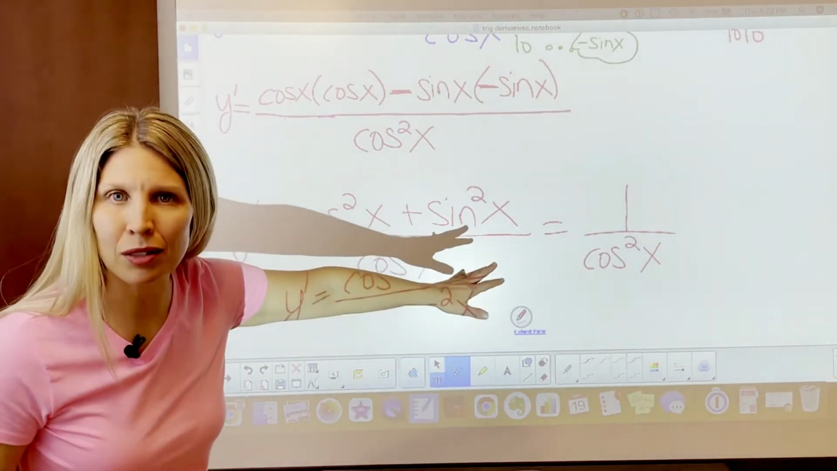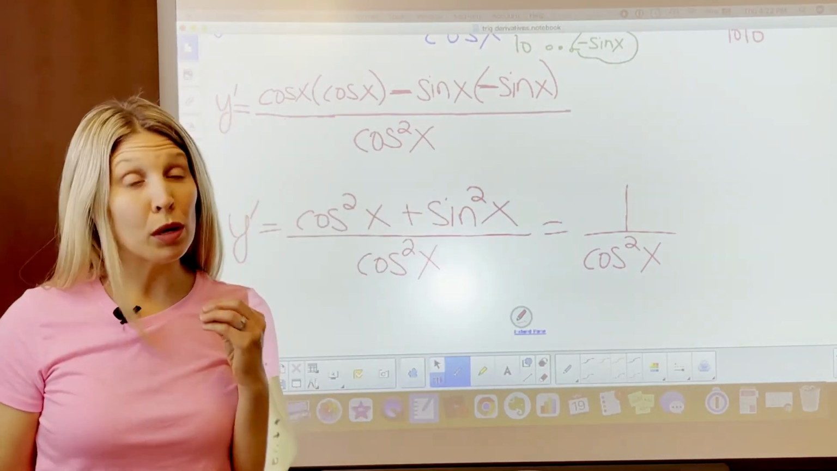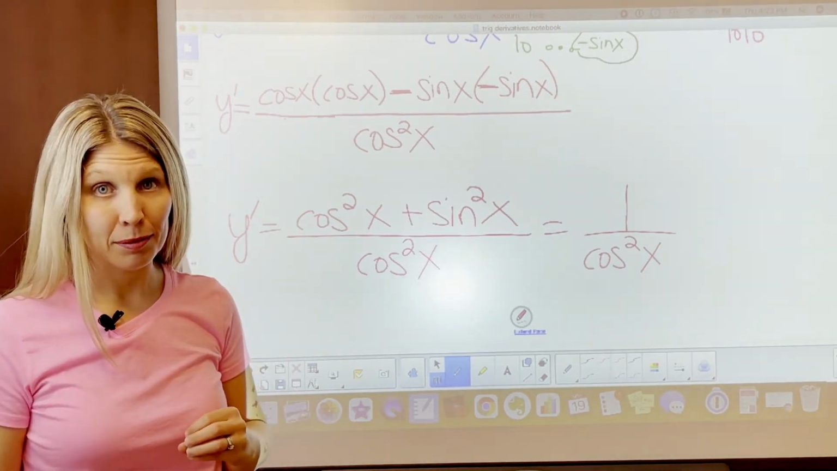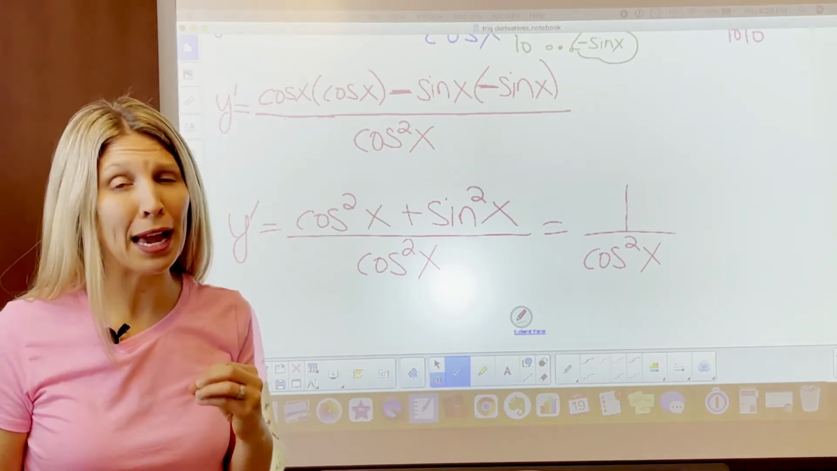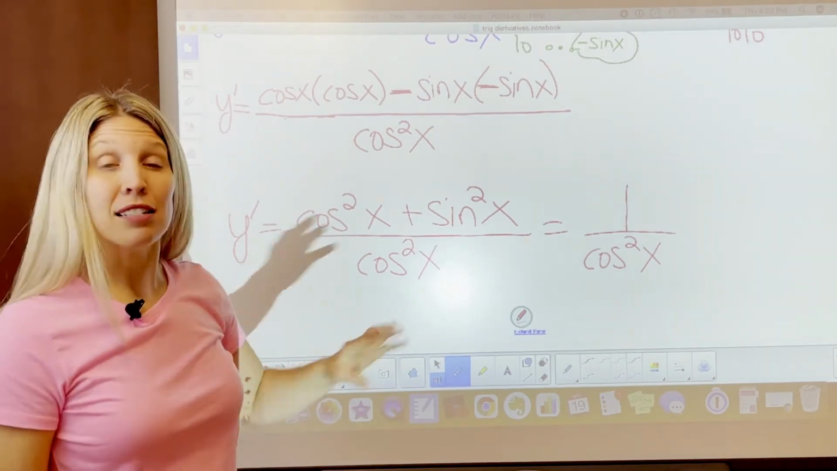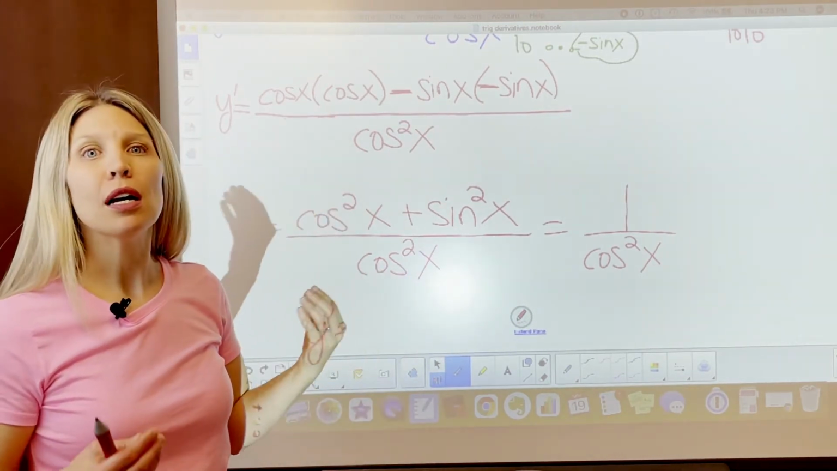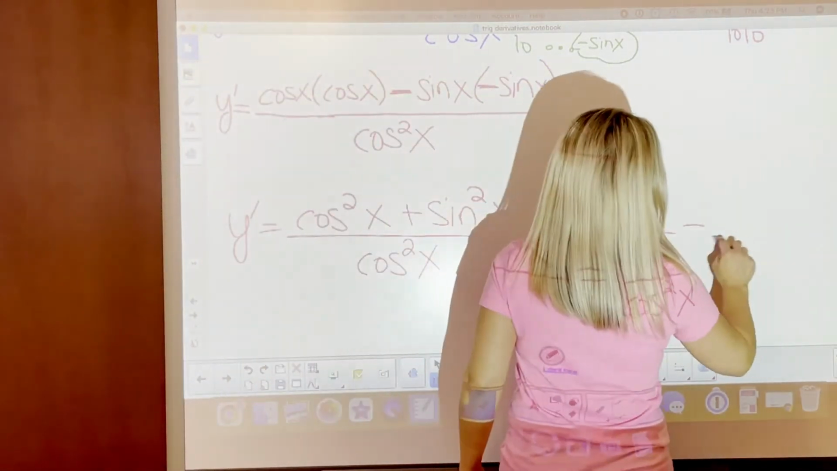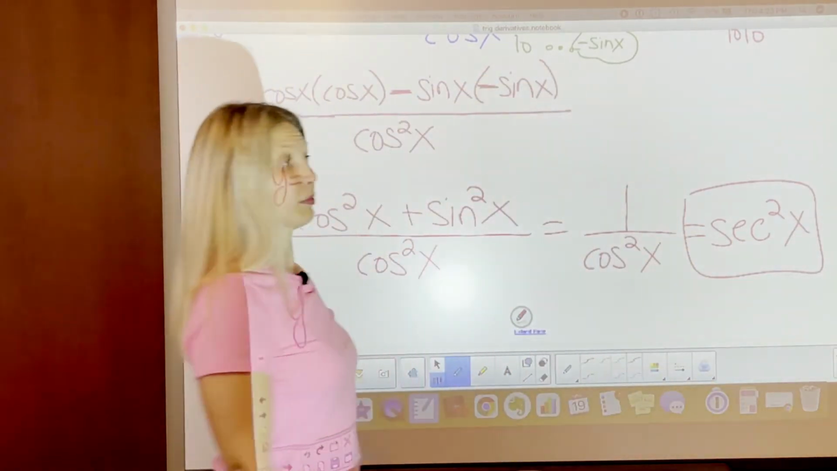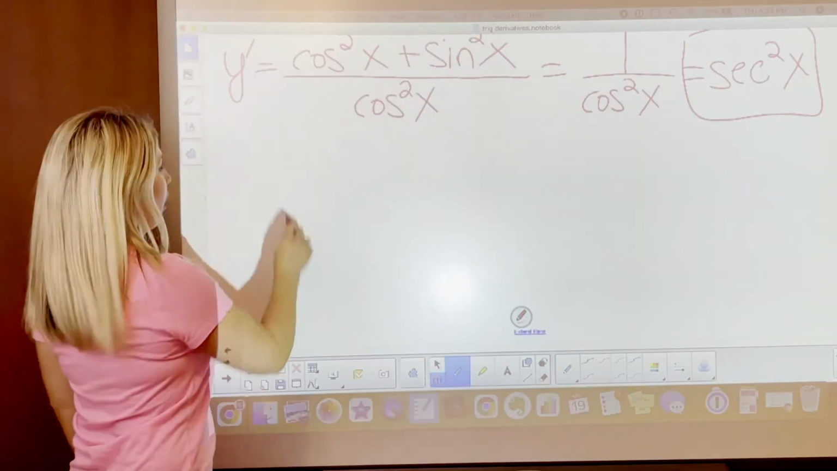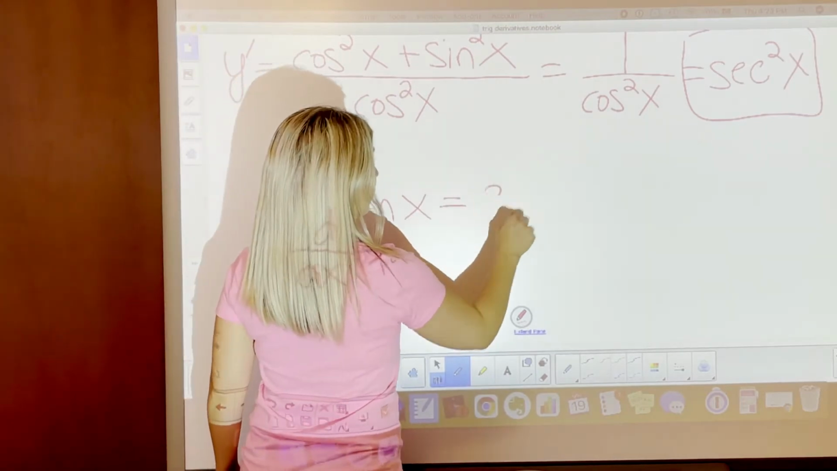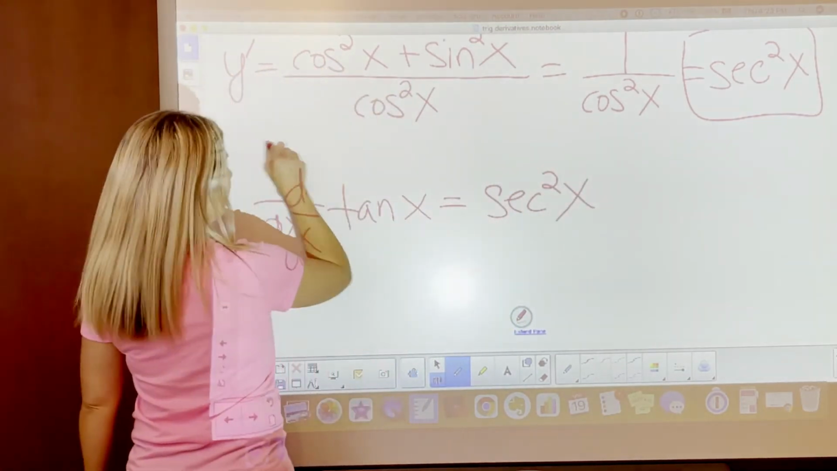Now nobody likes dealing with a fraction, right? So do you remember which trig function is 1 over cosine? I'm actually asking you to pull back your memory and remember all your trig. But 1 over cosine x is secant x. And since this is cosine squared, our answer will be secant squared x. Got it? Therefore, the derivative of tangent x equals secant squared x.